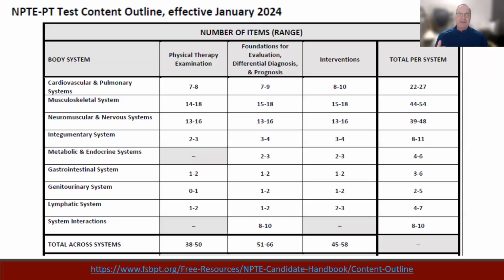This is just the systems. There would also be the non-systems categories below this table on a PDF. What we do know is that the musculoskeletal system far and away is going to be most of the questions on the NPTE, 27% of the questions. One out of every 4 questions on the NPTE is going to be based on the musculoskeletal system. As a matter of fact, a little bit more than 1 out of 4.